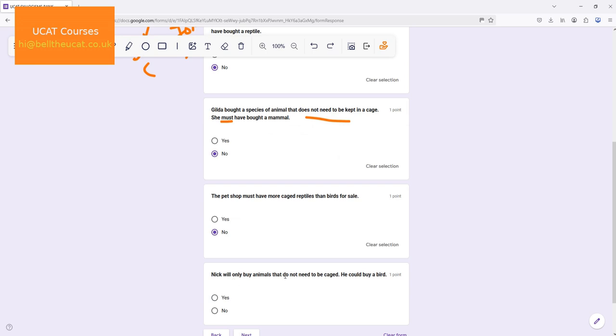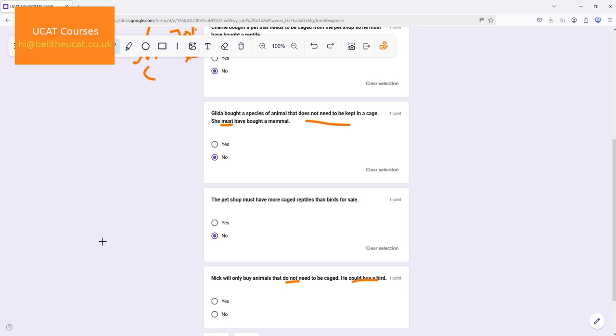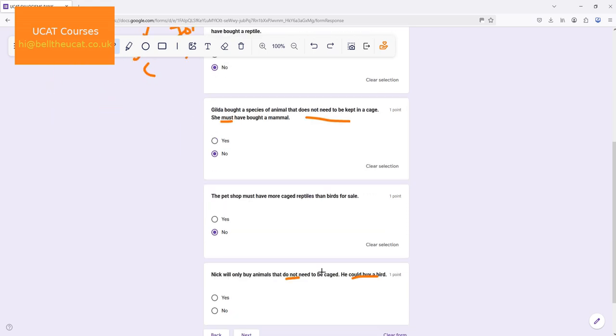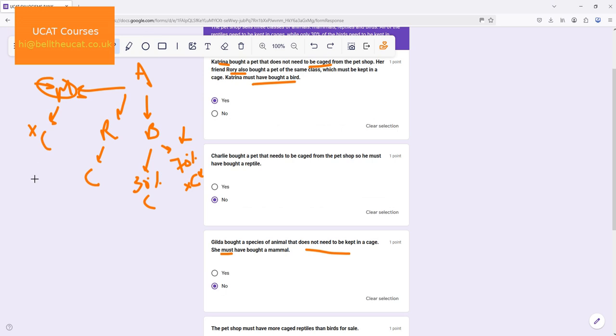Nick will only buy animals that do not need to be caged. One more time. He will buy an animal that does not need to be caged. So he could buy a bird. Could. Emphasis on the word could. There's an option: need not be caged. Option A, mammal. Could buy a bird. He could. Answer is yes. That's a tricky one.